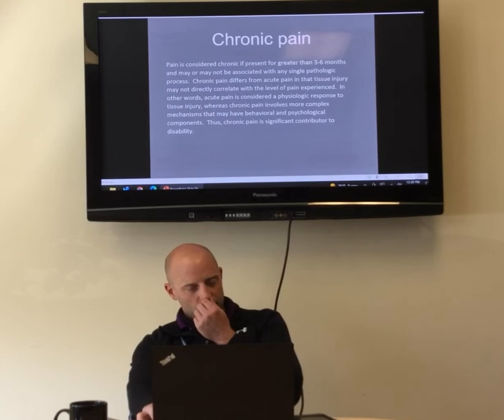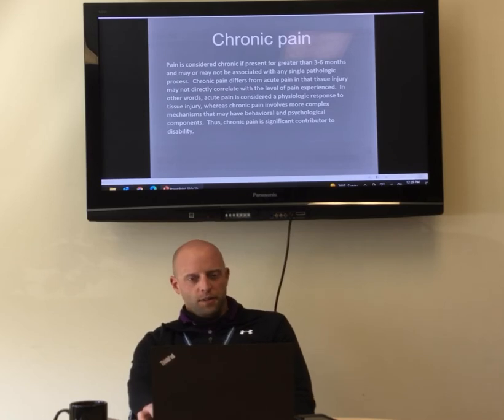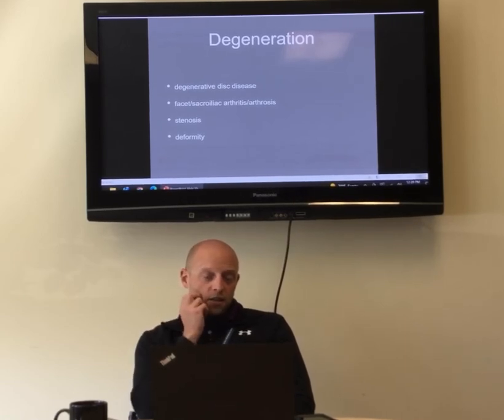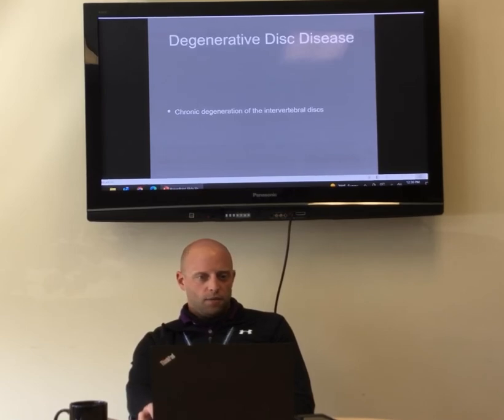So those were injuries, those are causes of acute pain. Now we're going to get into causes of chronic pain. Remember, this is pain that, depending on who you read, has been there greater than 3 to 6 months. The most common causes of this: degenerative disc disease, facet or sacroiliac arthritis or arthrosis, stenosis or narrowing causing pressure on the neural elements, and then you see deformity as a result of all these things.